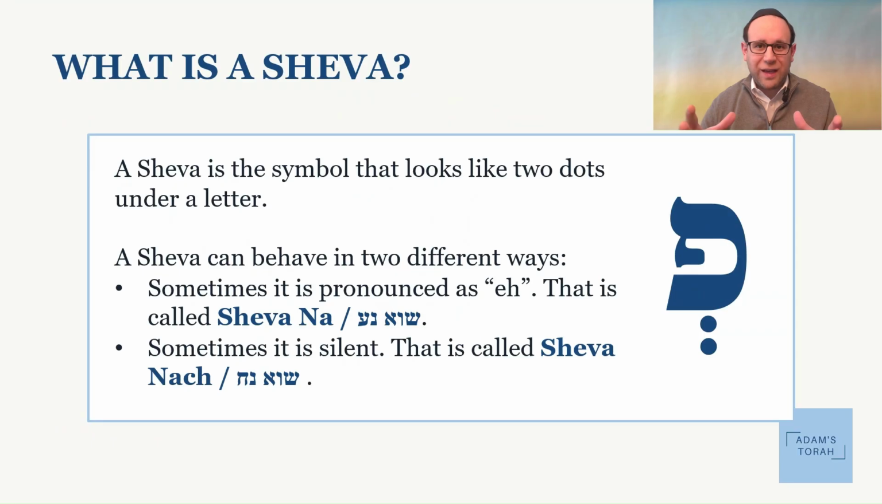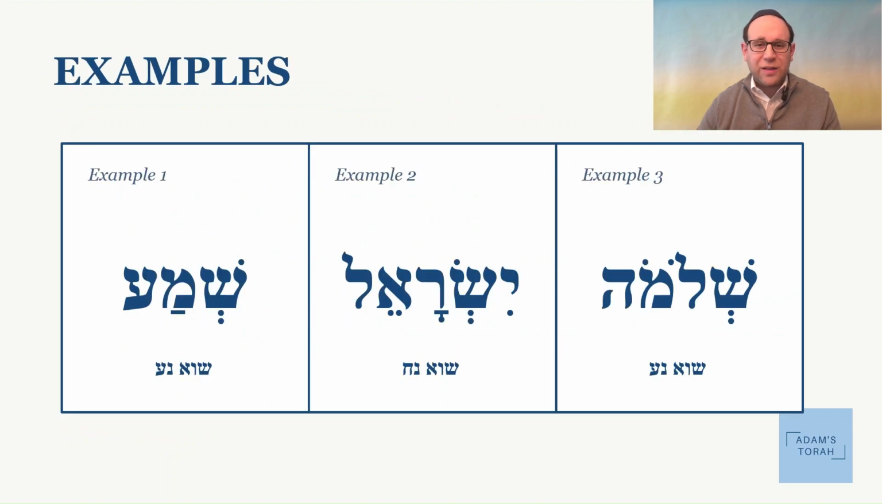When it has a moving sound, when it's pronounced, it's called a Sheva Na. When it is silent and it closes the syllable, it's called a Sheva Nach. Let's look at some examples to see. For example, example number 1 here is the word Shema, Yisrael. The first word Shema, it's not Shma, which would be one syllable, but it's actually two syllables. It's Shema. That first Sheva that's underneath the Shin in example 1 is a Sheva Na.